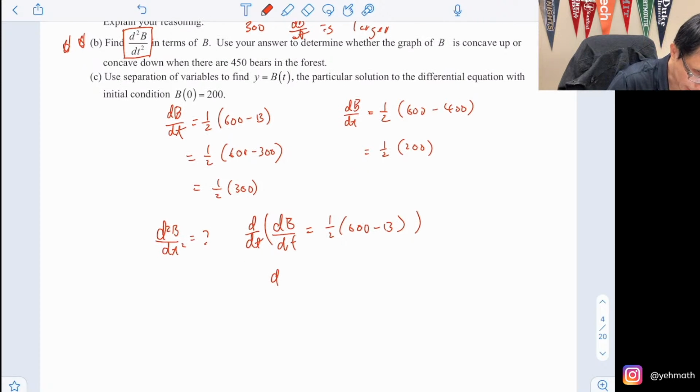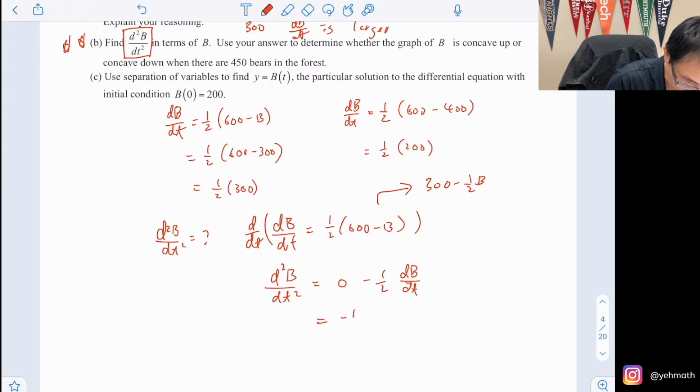So d2B/dt squared is equal to 1/2 times (600 minus B), which is 300 minus 1/2 B. Then I can take the derivative of this. The derivative of 300 is 0, so we get 0 minus 1/2 dB/dt.